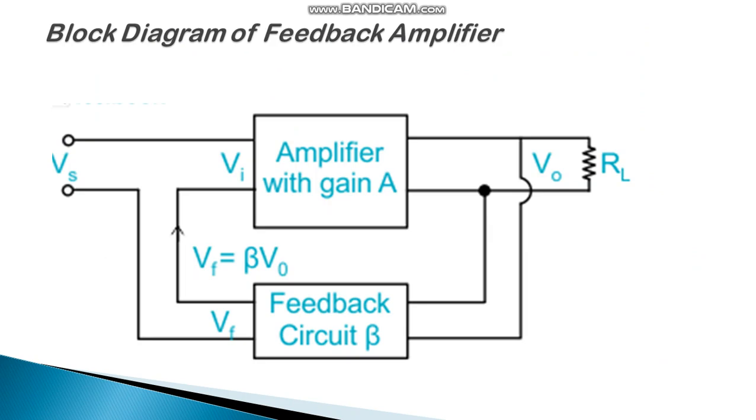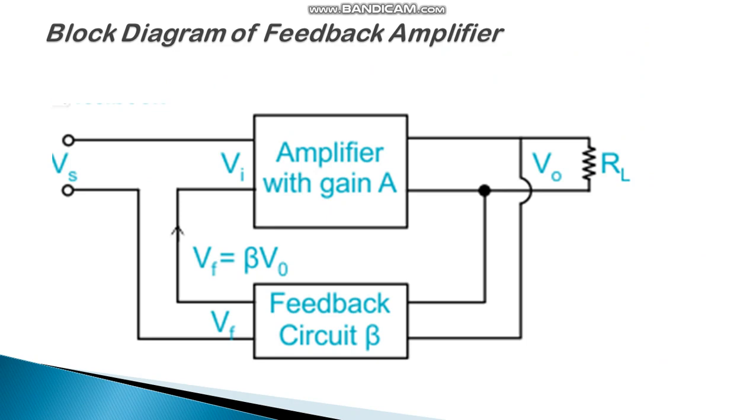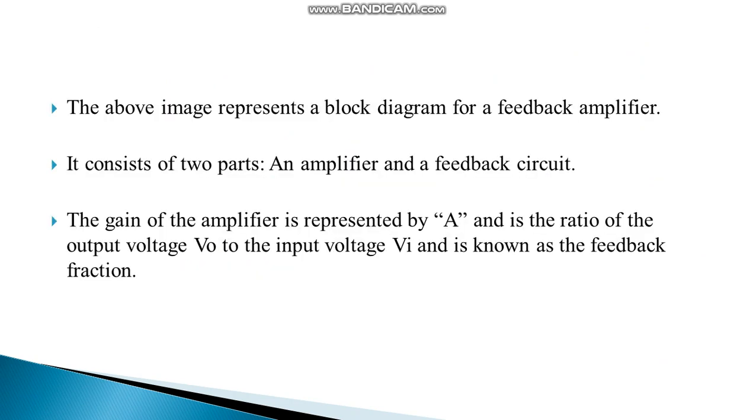This is the block diagram of feedback amplifier. Vs is the source voltage and V0 is the output voltage. Vi is the input voltage and beta is the feedback factor. The above image represents the block diagram of the feedback amplifier. It consists of two parts, amplifier section and the feedback circuit. The gain of the amplifier is represented by A, and it's a ratio of output voltage V0 to the input voltage Vi, and beta is known as feedback fraction.